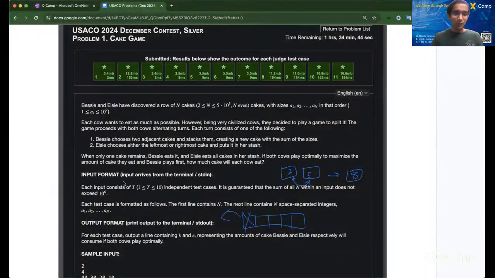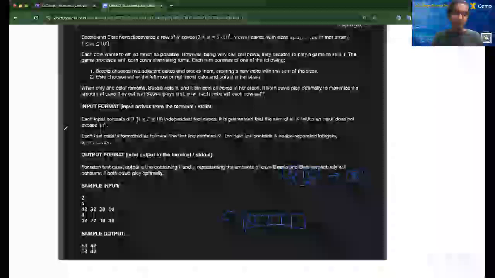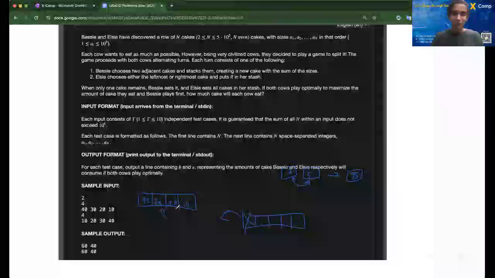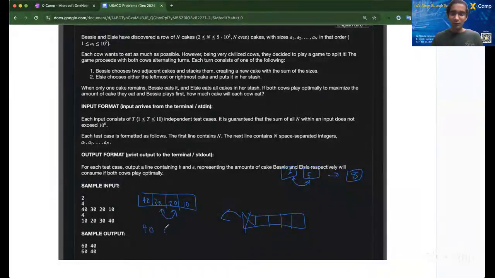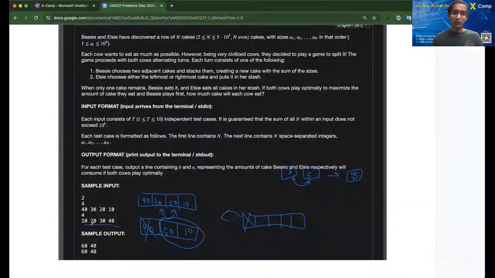We can go over some samples. This is an example sample input: 40, 30, 20, 10. Bessie can merge these two first, so it becomes 40, 50, 10. Then Elsie can take this 40, and then Bessie can merge these two. Bessie will get 60, and Elsie will get 40. It's a similar thing for this one.